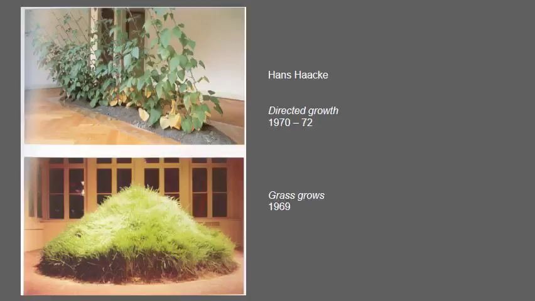So this is 2 works by the German artist Hans Haacke. He, amongst other things, made what we could call sort of site-specific interventions into the landscape. He comments on environment, culture, politics, these sorts of questions. And here you see in both of these, Grass Grows being the earlier experiment and directed growth happening some 2, 3 years, 4 years later. He literally brings the biological processes of grass growing or plants growing into the gallery space.